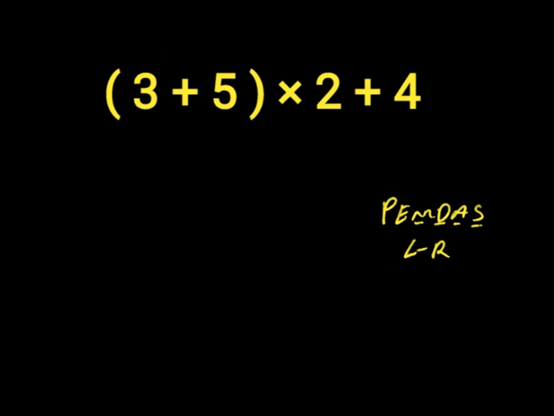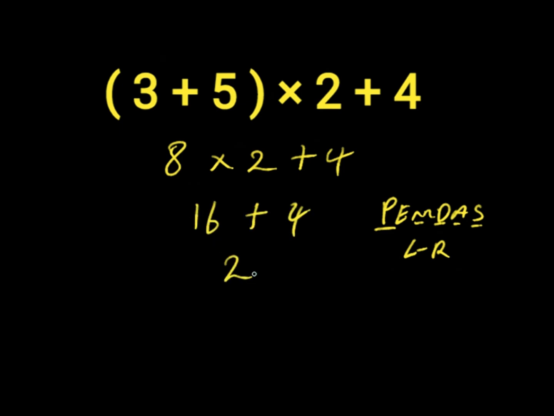First of all, we work with our parentheses because it comes first. 3 plus 5 will give us 8. Then we have 8 times 2 plus 4. Now we move from our left to our right because multiplication comes before addition. 8 times 2 will give us 16. Then 16 plus 4 will give us 20. 20 is the right answer to this expression.